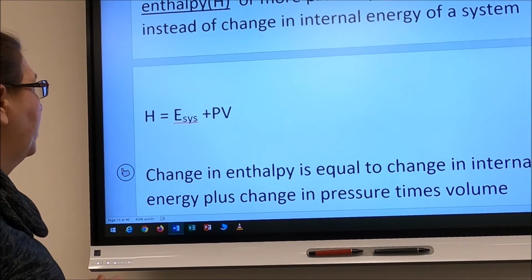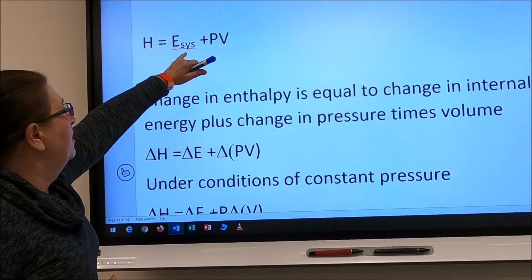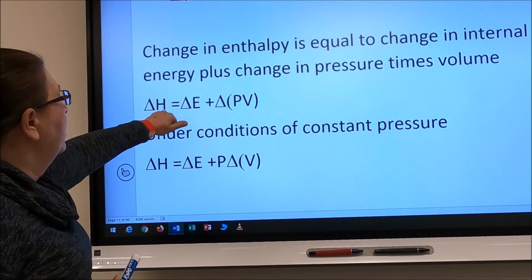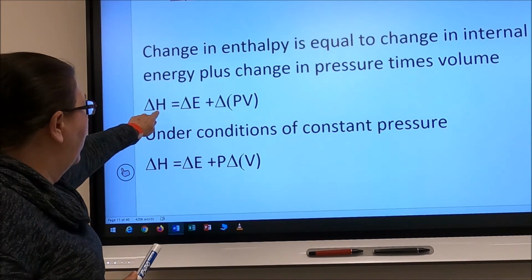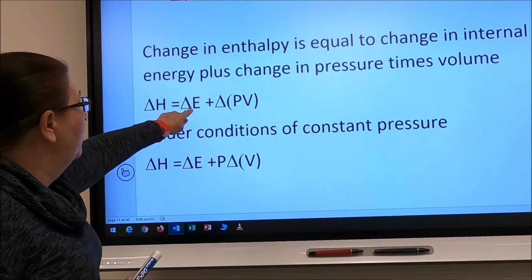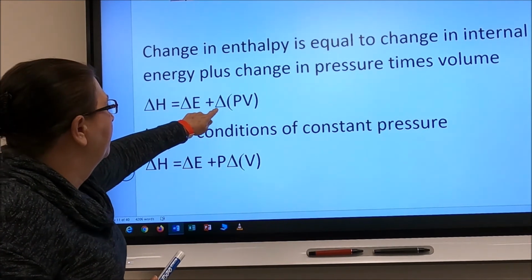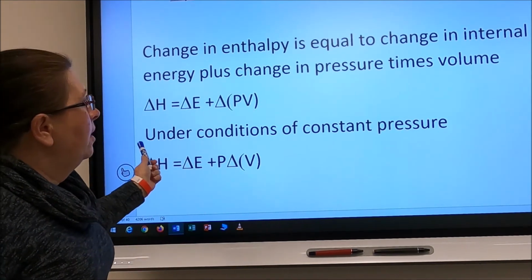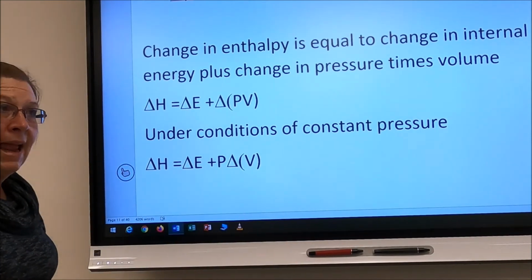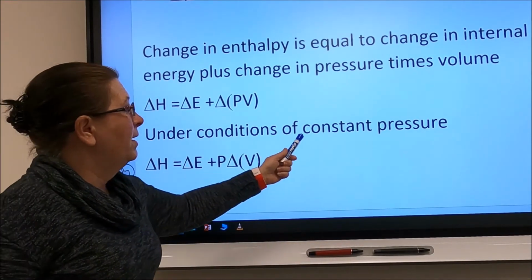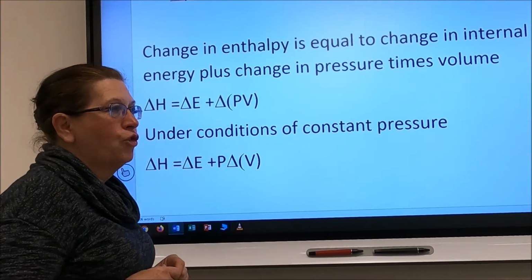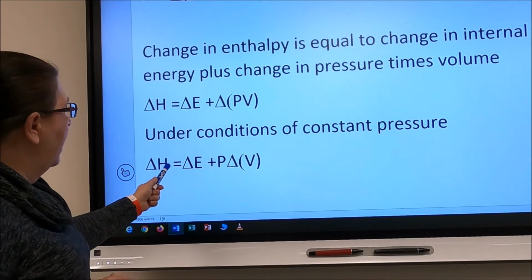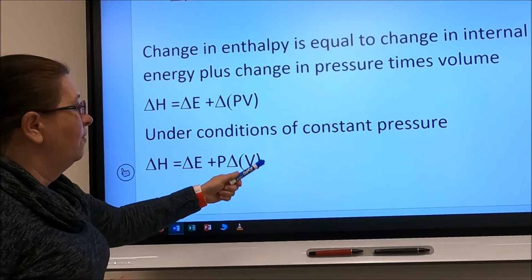So let's look at things here for a minute. H is equal to E of the system plus P V. Now, if we go into looking at change, delta means change. Change in enthalpy then is change in energy of the system. I forgot my little subscript, don't worry, it should be there. Plus change in pressure times volume. Most of the time we're doing things in open containers. If we're doing things in open containers, we're dealing with constant pressure over our reaction. So pressure is constant, I get delta H equals delta E plus P delta V.